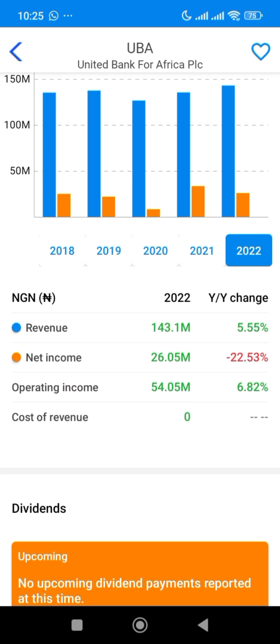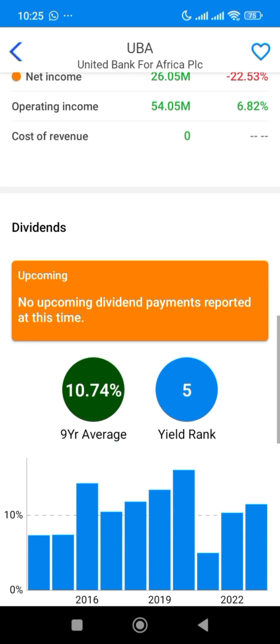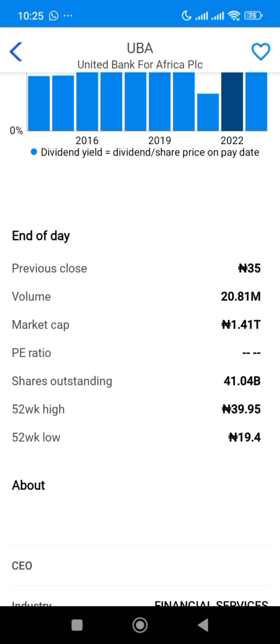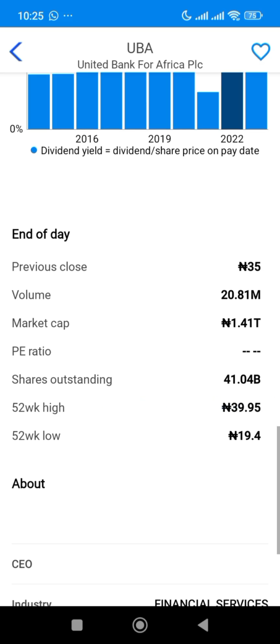As at 2022, 143.1 million, 5.55%. So look at it. Just go through all this. Previously closed at 35 naira, volume 20.81 million, market cap 42. There is something else. If you see this 52 weeks high, don't always buy coin at their weeks high. Always buy at low, unless you are holding for a long term.